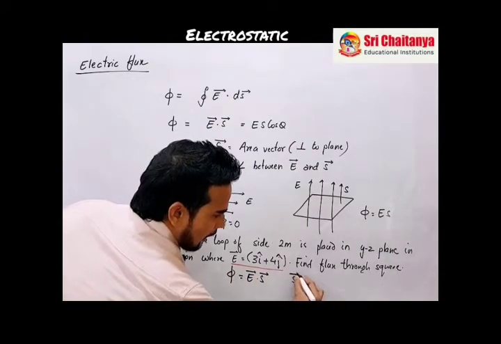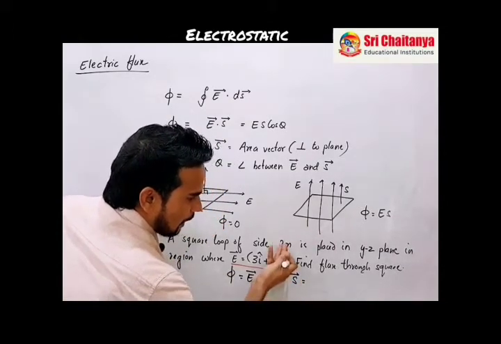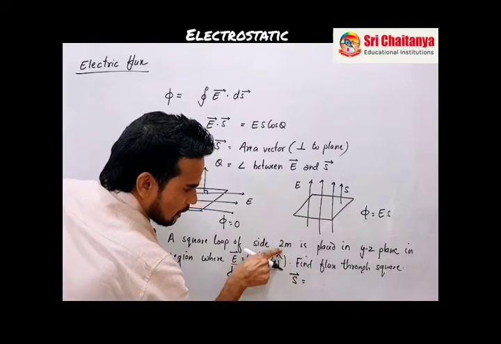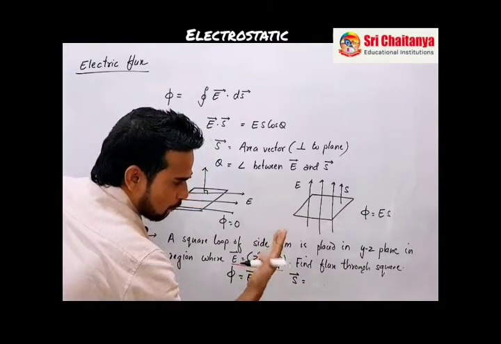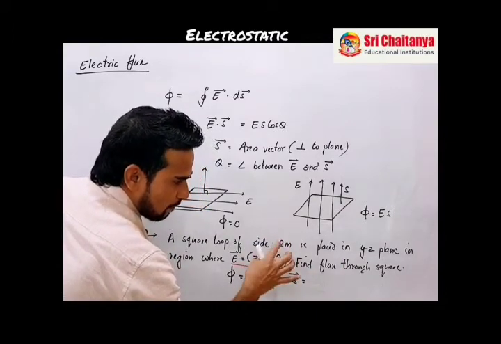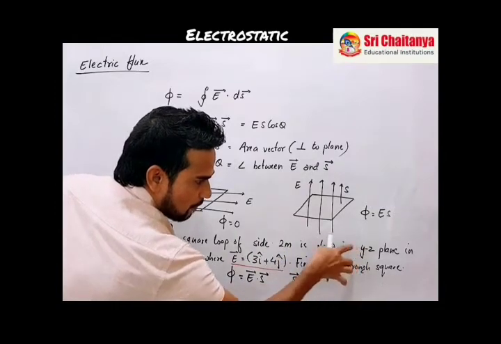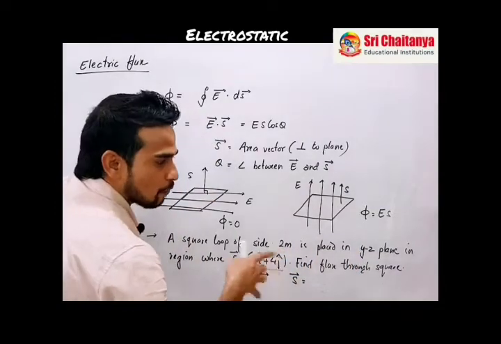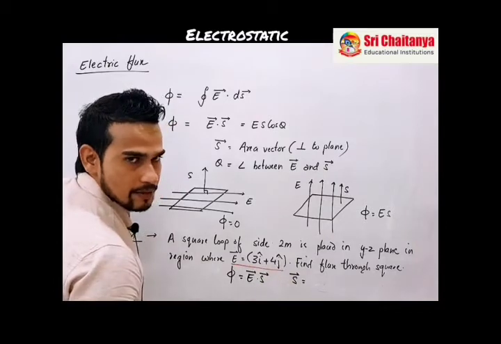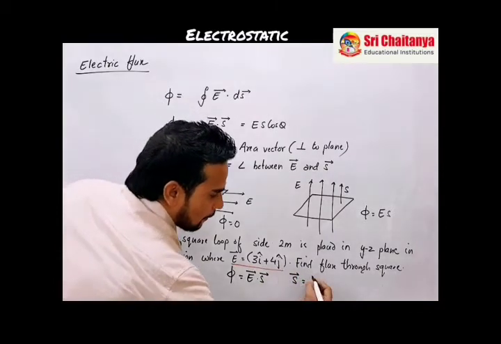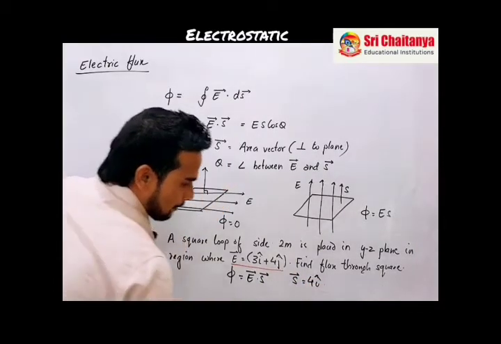the S vector I can find. The S vector will be magnitude into direction. What is the magnitude of area? Area will be 4 because the square has side length 2, so area will be 4. And its direction will be perpendicular to the yz plane. Perpendicular to the yz plane means your x-axis. So your S vector will come 4i cap.